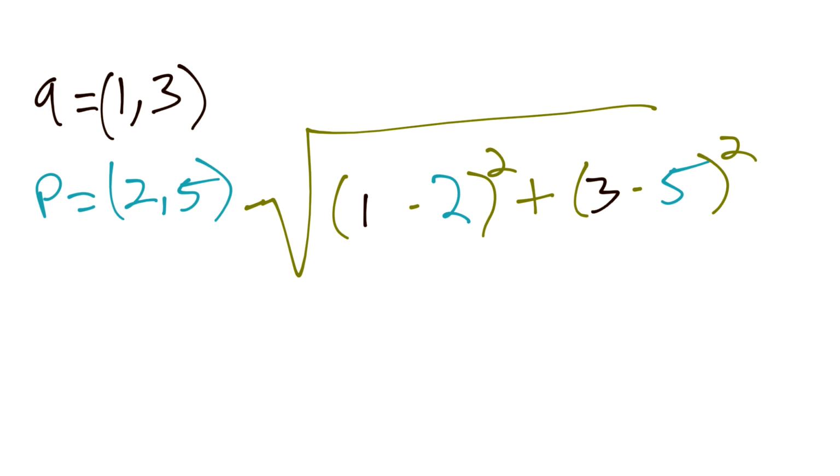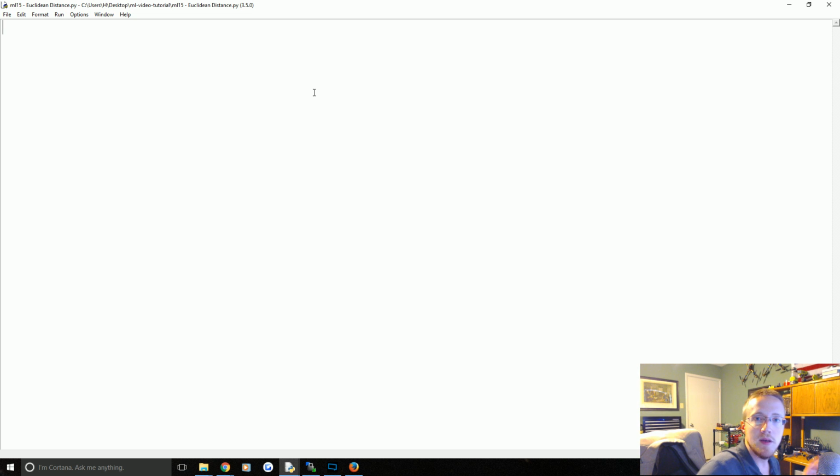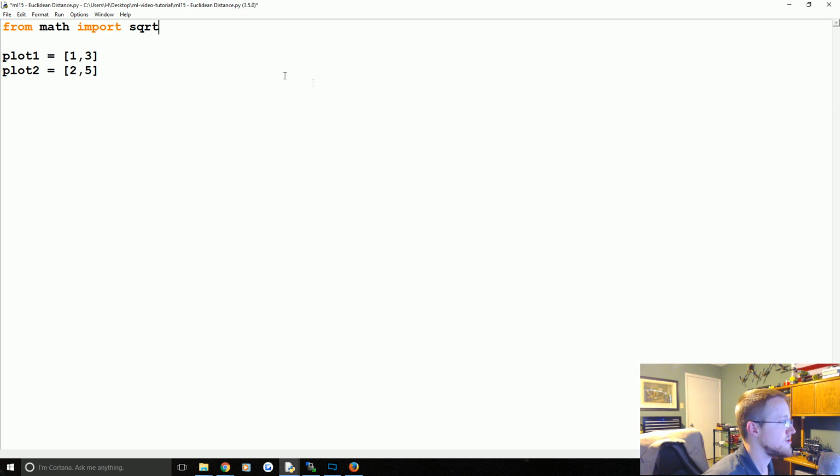Okay, so simple enough. Let's head over to Python and actually create this. So in Python here, let's just recreate exactly what we just did by hand. Instead of q and p, let's say plot1 equals [1, 3], and plot2 equals [2, 5]. Now, let's go up to the top and say from math import sqrt, which is just importing the square root. So coming back down here, calculating the Euclidean distance between these two plots is the following: euclidean_distance equals sqrt.